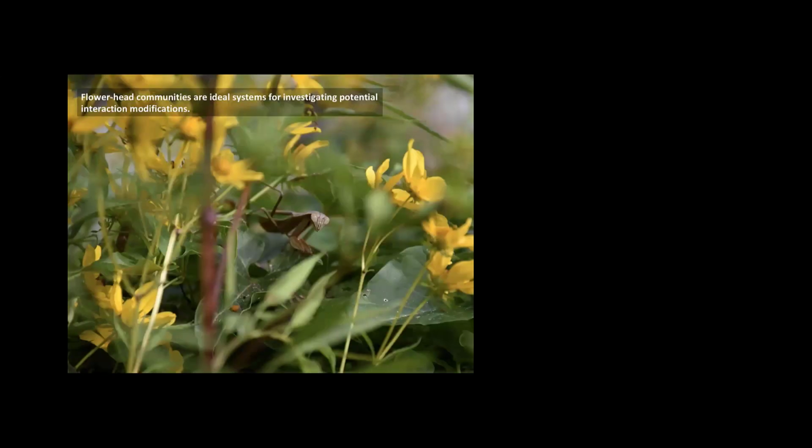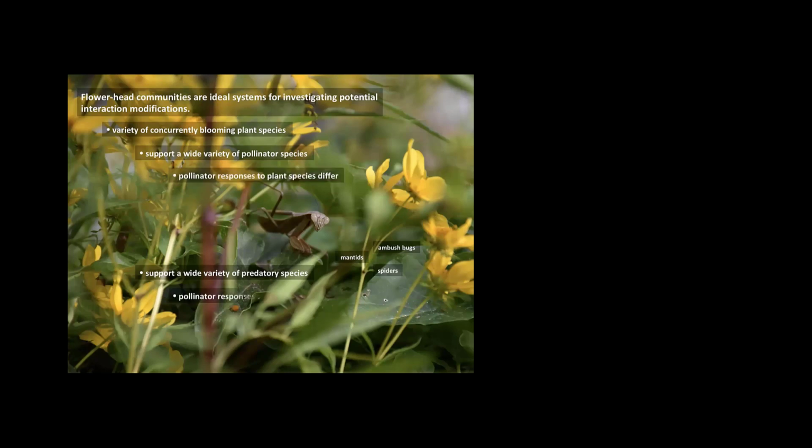And flowerhead communities offer an ideal system for investigating the potential of interaction modifications. And this is because in a typical plant community, you have a wide variety of plant species in bloom at any given time. These plants will support a variety of pollinator species, and these pollinators will in turn support a variety of predators, spiders among them. And it is highly unlikely that insects will be responding in the exact same way to the various plant species available to them. And so these differential pollinator responses may affect predators using the various available host plants.